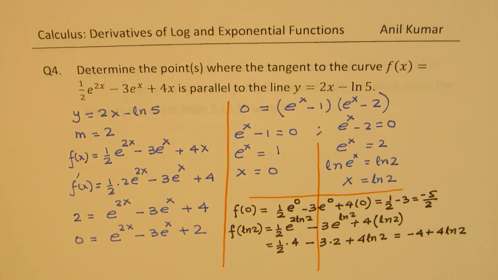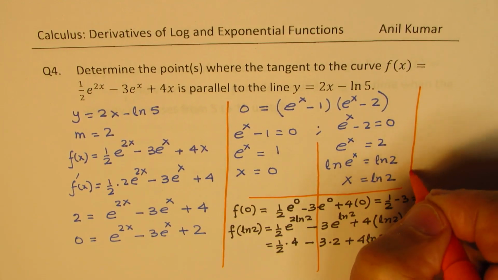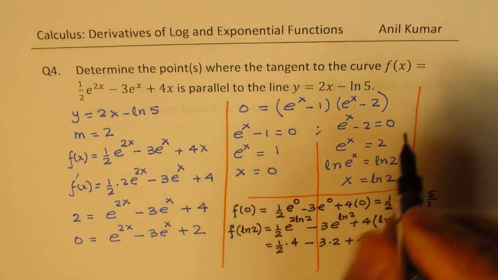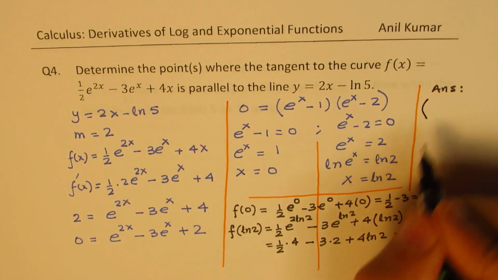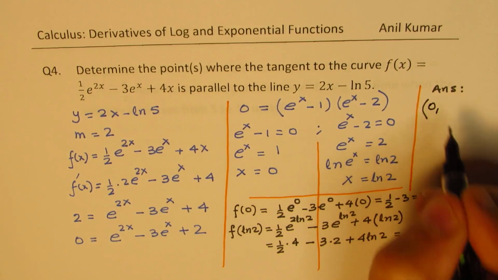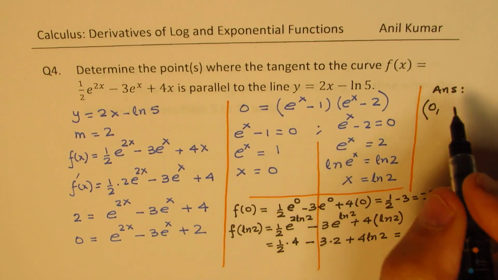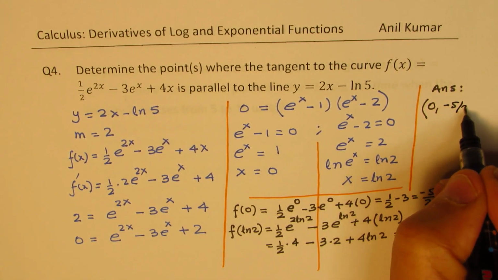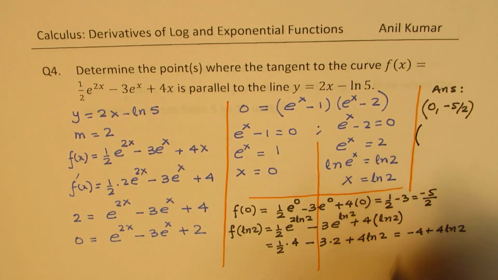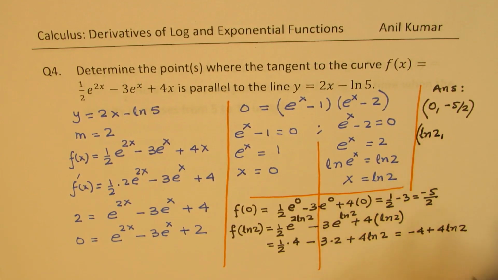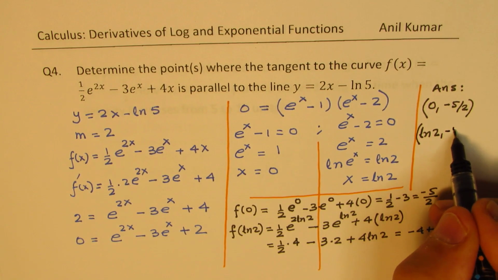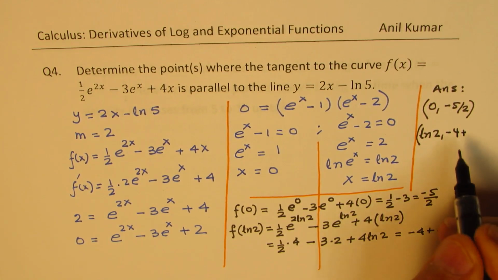Correct? So that gives you 2 points, and let's write down the answer now. So we have our answer. The points are: when x is equal to 0, in that case the y value is minus 5 by 2. And when the x value is ln 2, then the y value is minus 4 plus 4 ln 2.